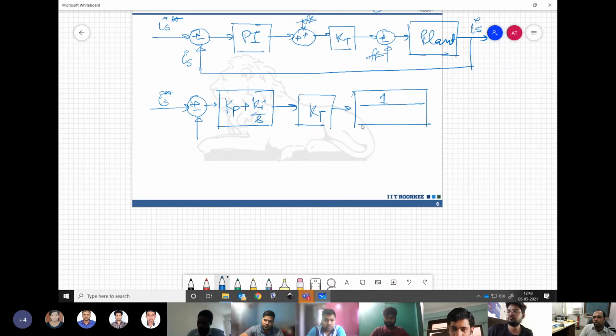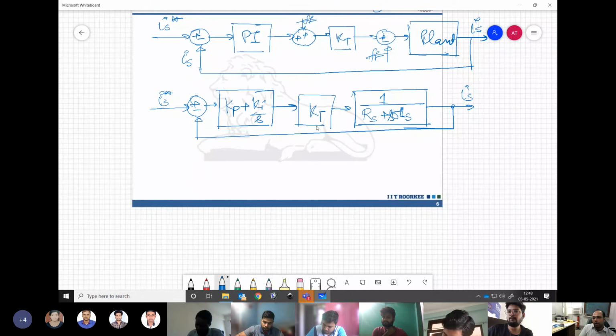1 upon RS plus s sigma LS. These subscripts are very, very important. If you say R, that is a completely different number. RS is the term which we are looking for. And then IS. And then we have the feedback getting connected over here. This is what essentially we are having in terms of plant.